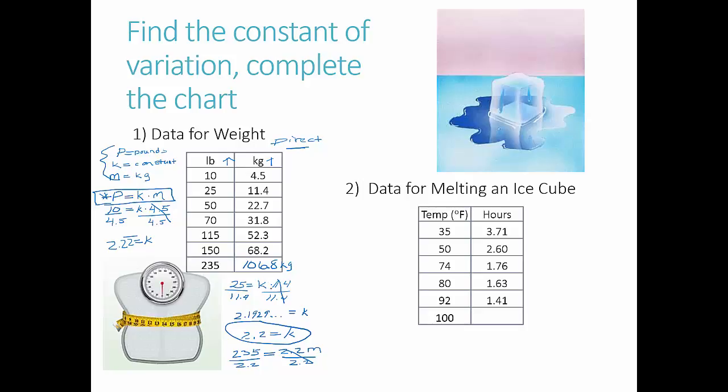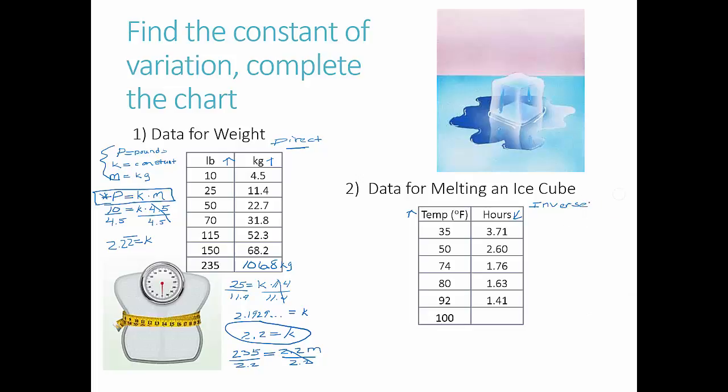So we're going to go through a second example, and our second example has data for melting an ice cube. So I start by looking at my data. The temperature in Fahrenheit seems to be, yes, going up the entire way. So I put a little up arrow. Then I have hours. When I look at the hours, they are decreasing. So I put a down arrow. So as one thing goes up, the other thing goes down.